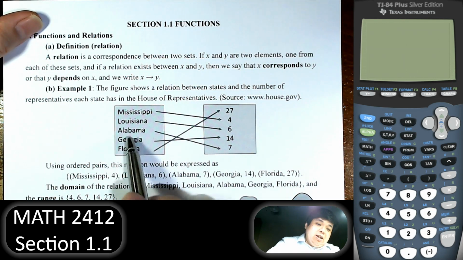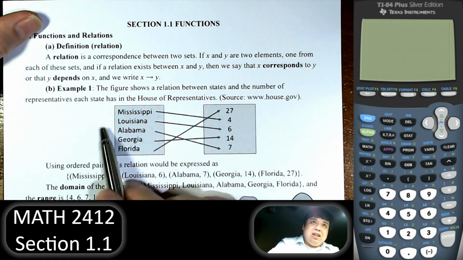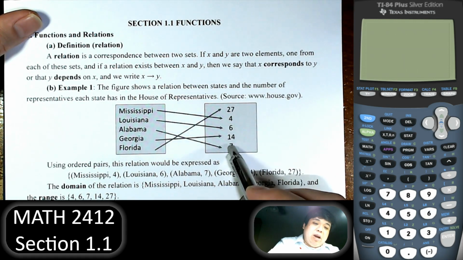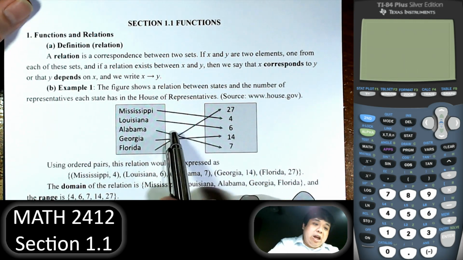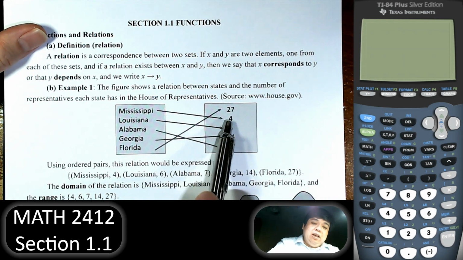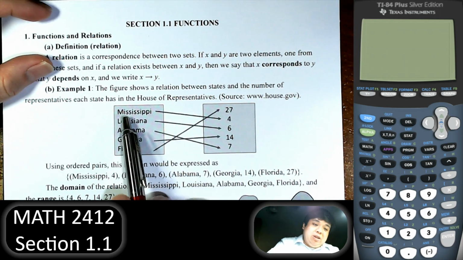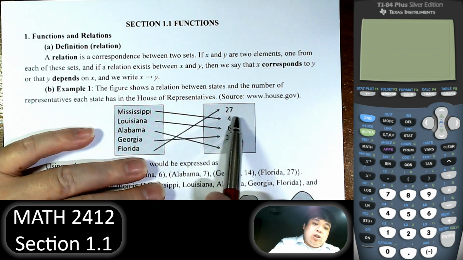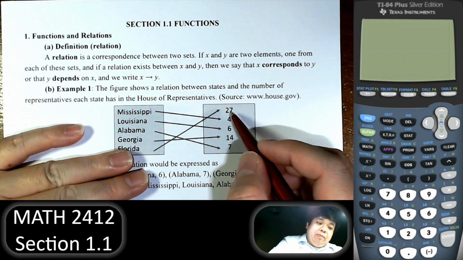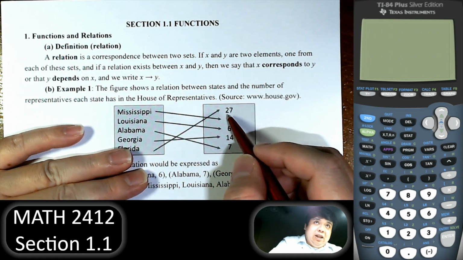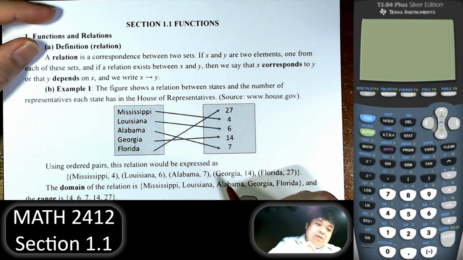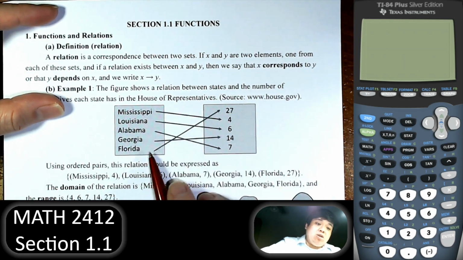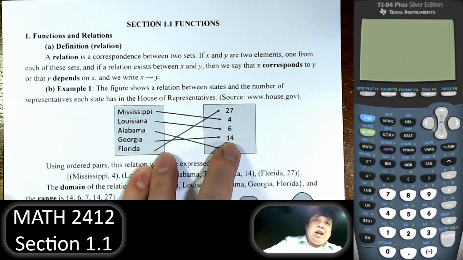An example: we have the first set with some state names, and on the second set we have some numbers, and then there's some association. For example, Mississippi is associated to 4, or we say Mississippi corresponds to 4. According to this, it is the number of representatives in the House of Representatives. So Mississippi has 4, Florida has 27. Of course, there's a correspondence between the two sets.